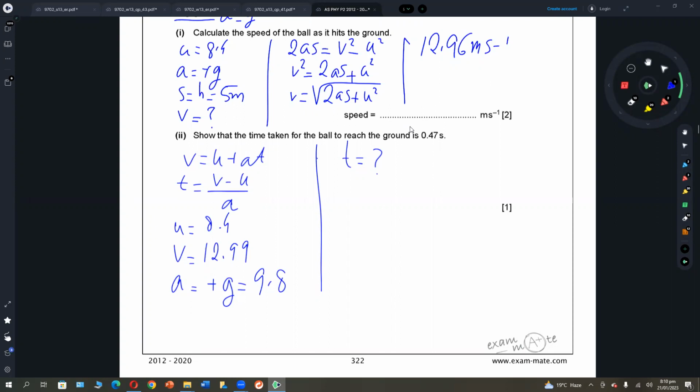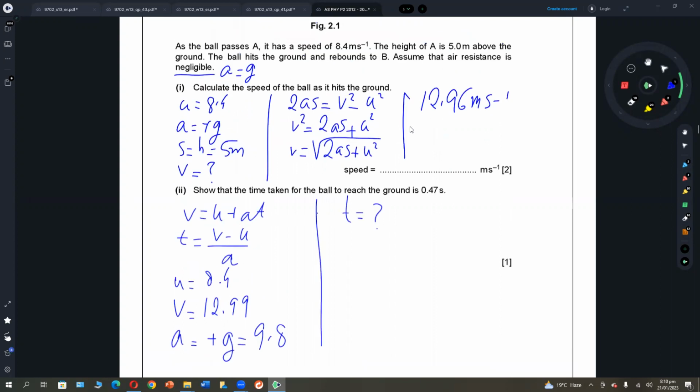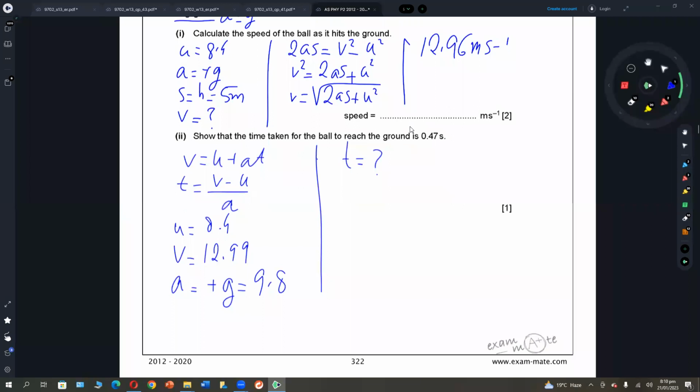So do this calculation, and this is the diagram which we are following. This is a ball which is rebounding from the ground. The ball is hitting the ground and rebounding. We have done the first part, calculate the speed of the ball as it hits the ground, and we are presently doing part number 2. I have made the data. So do the working, and the answer should be 0.47.